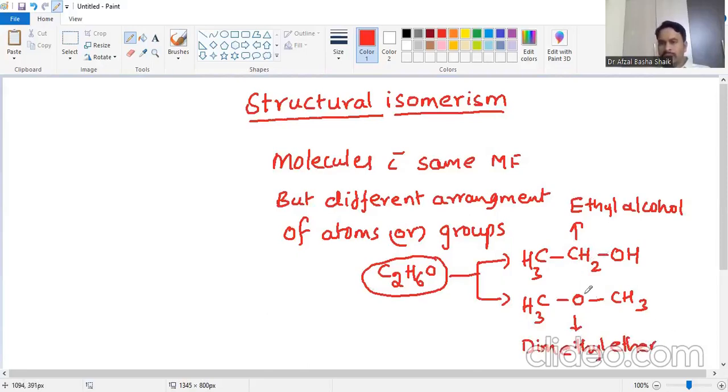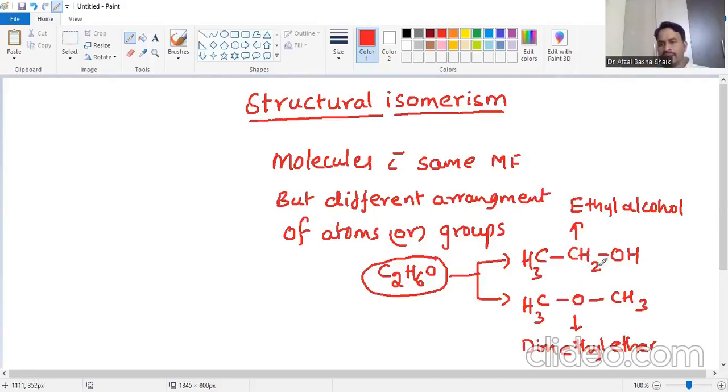If you compare these two molecules, the ethyl alcohol molecule has two carbon atoms, one oxygen atom, and 3 plus 2 plus 1, 6 hydrogen atoms. Similarly, dimethyl ether contains two carbon atoms, one oxygen atom, and 6 hydrogen atoms. So both have the same molecular formula, but there is a difference in the arrangement of the atoms or the groups. Here you have two methyl groups, and in this case you have an ethyl group and a hydroxy group, and here an ether linkage. This is the basic idea of isomerism.